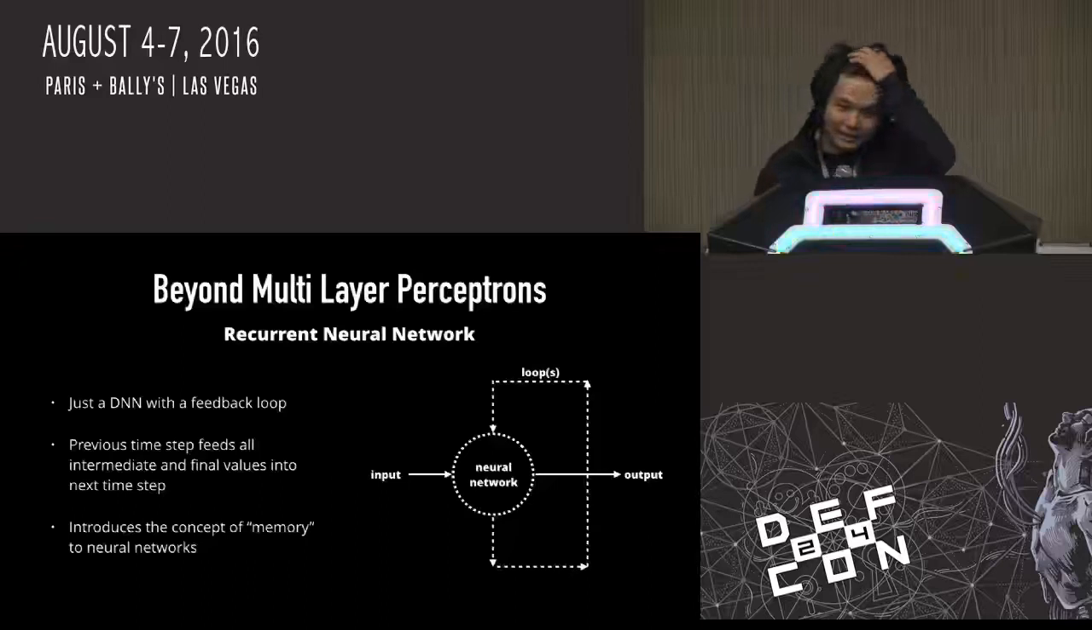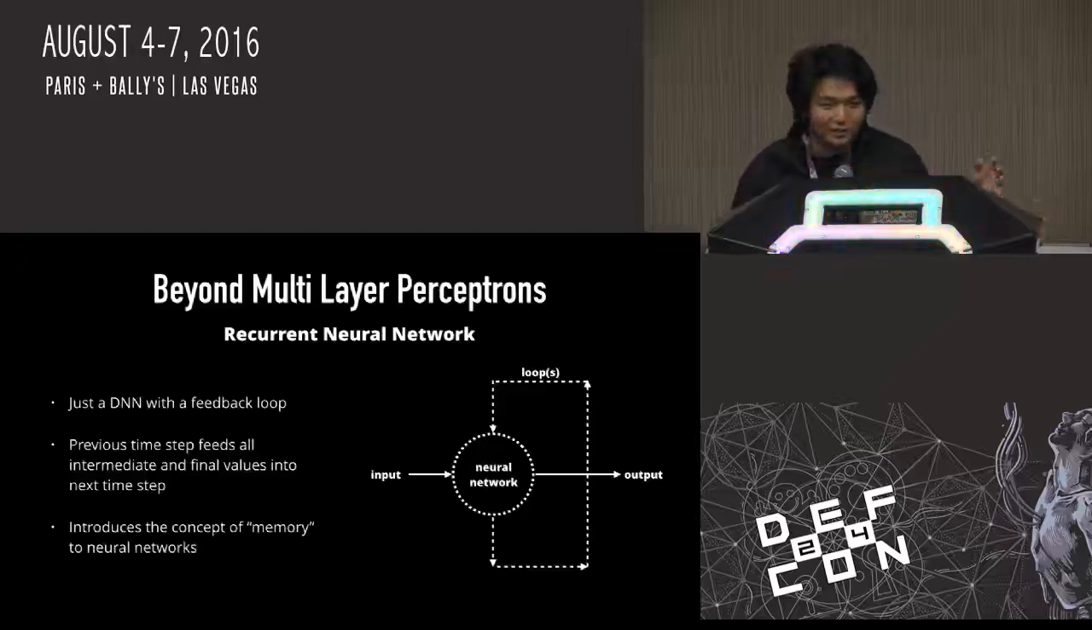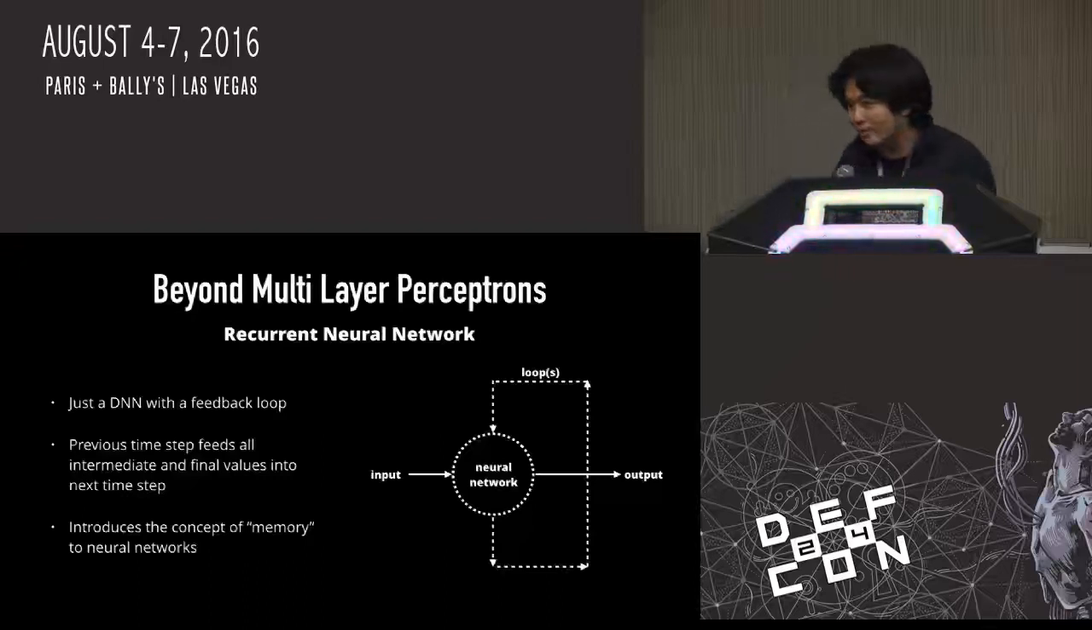So besides convolutional neural networks, there are also things that are called recurrent neural networks. These are slightly more complicated, but not actually that complicated. What you have is just recursion in the neural network. So instead of feeding input one way through a neural net, you have recursion in it. The output of each time step and each intermediate output actually gets fed into the next time step. So this introduces the concept of memory.